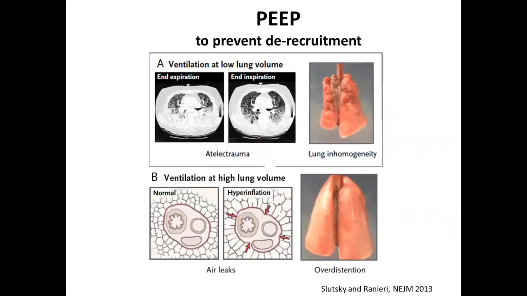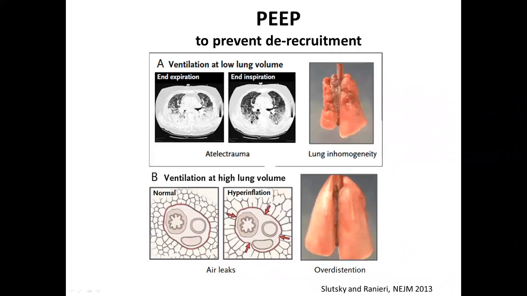So in ARDS, we apply PEEP to prevent derecruitment. When the lung looks like this, a very low lung volume full of inhomogeneities, and if you do a CT it may look like this, completely derecruited, you want to apply PEEP to try to optimize recruitment. That has some beneficial effects in terms of gas exchange and reducing ventilator-induced lung injury.